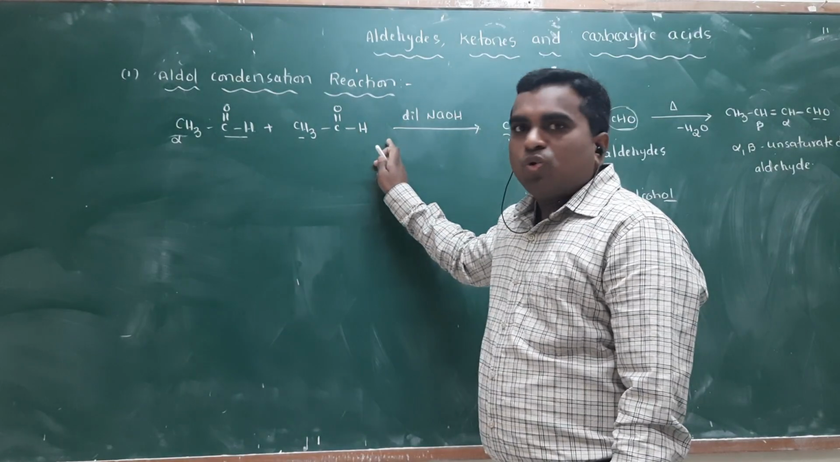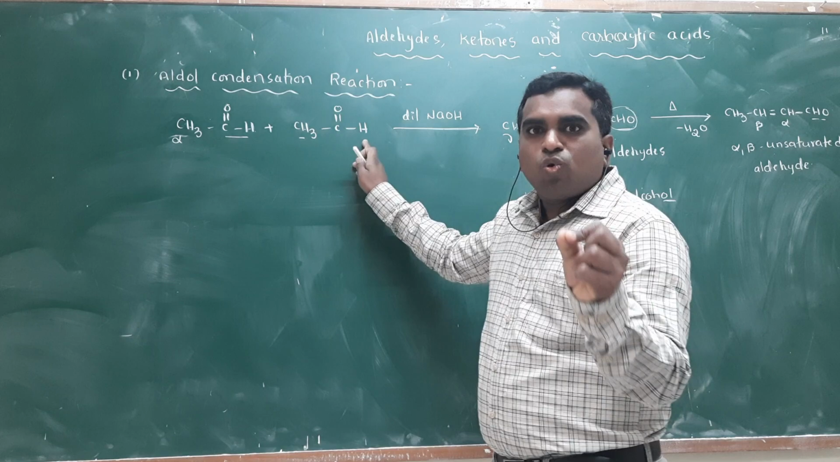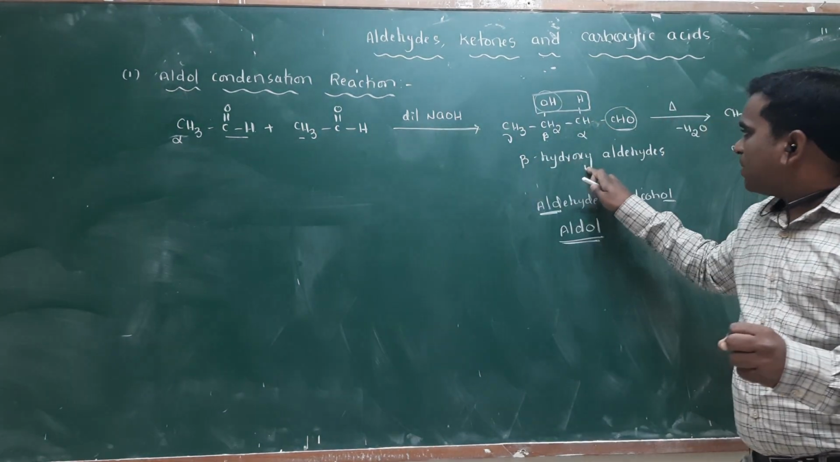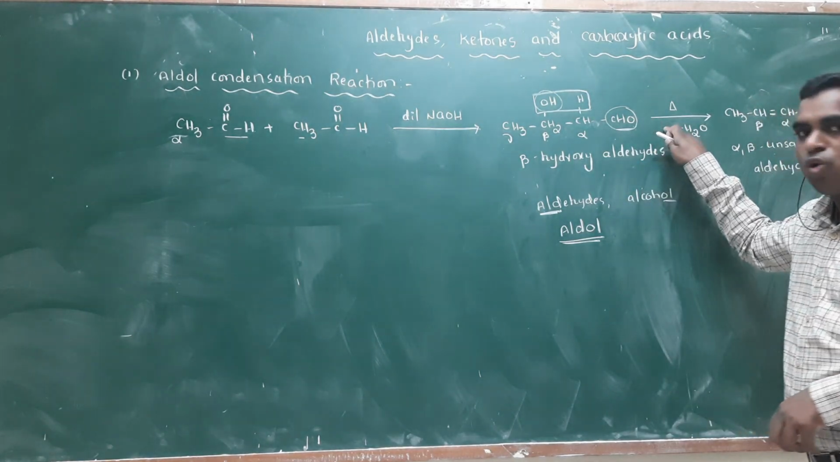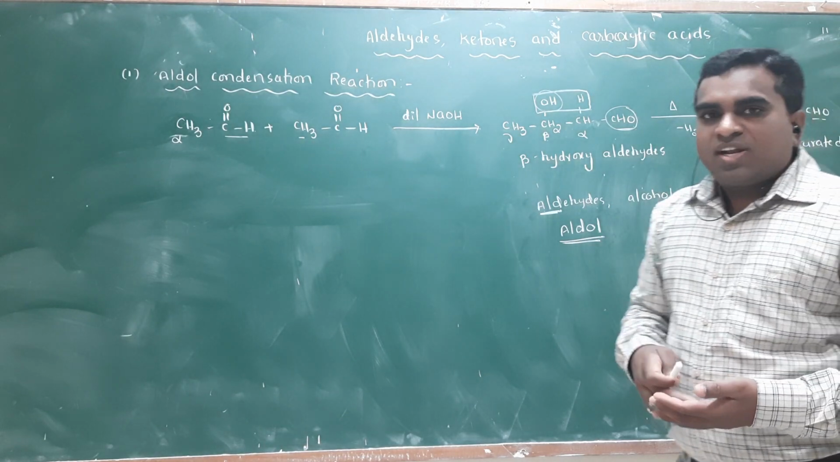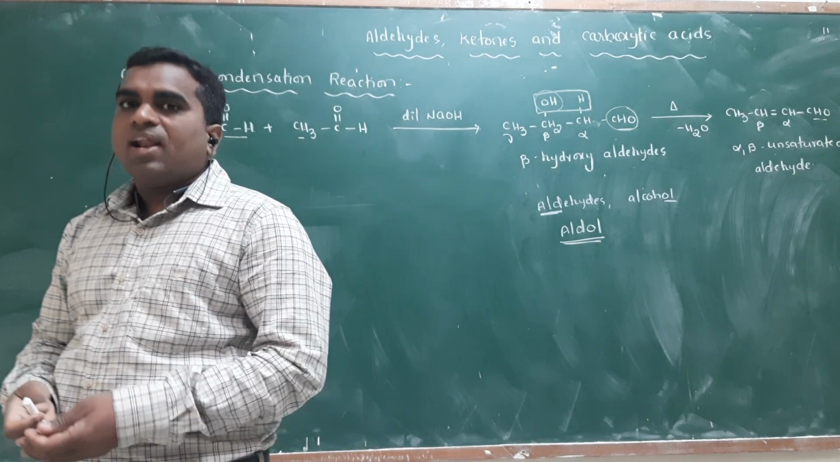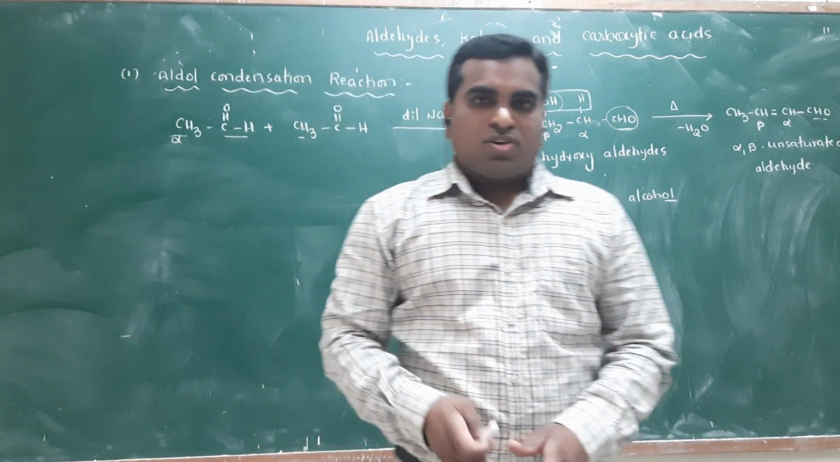Aldehydes or ketones having at least one alpha hydrogen undergo reaction in presence of a dilute base and give beta hydroxy aldehydes or beta hydroxy ketones, and followed by heating give alpha beta unsaturated aldehydes or ketones, and that reaction will be called aldol condensation. This is the first one.